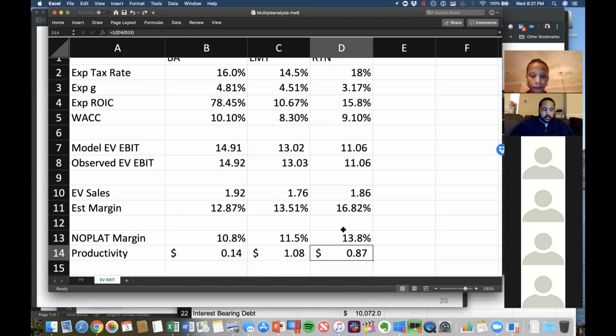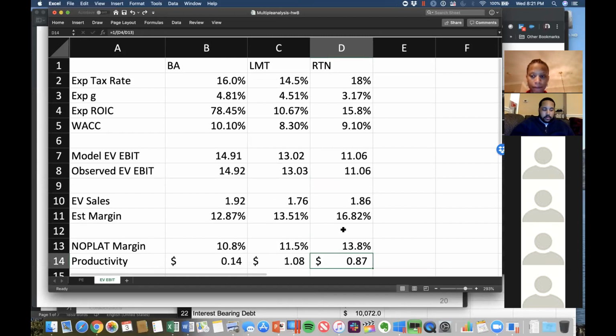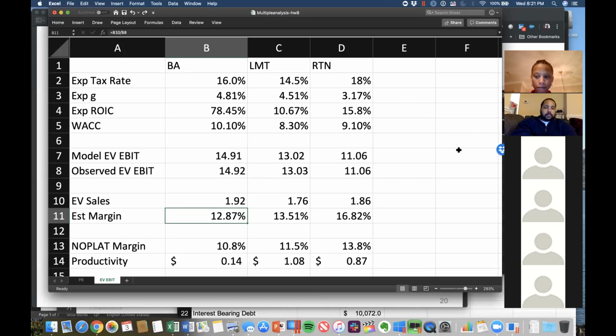So let me go a different way. Why does Boeing have the highest ROIC in the industry if they have the lowest margin in the industry? They make the lowest amount when they sell their plane as a percentage of sales. They only make 12.87 cents per dollar. But how do they turn that into a 78% ROI? Because of the productivity? Yeah, the 14. Tell me what the 14 means one more time.